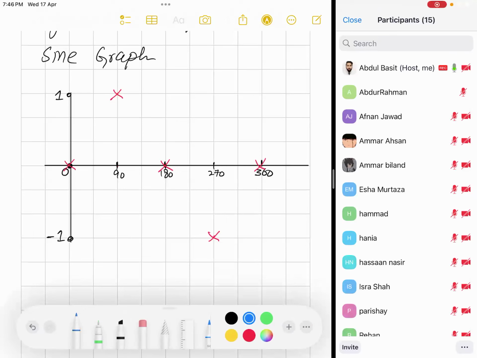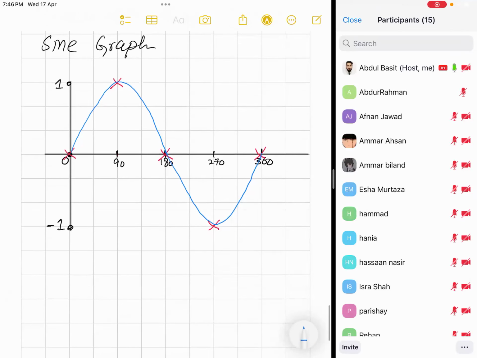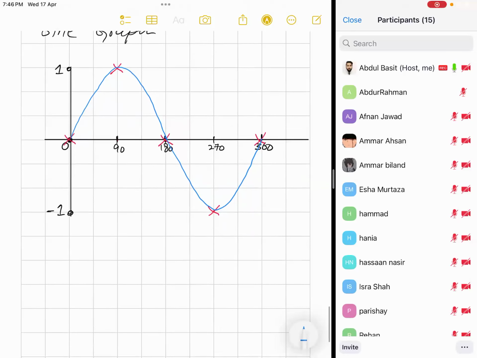So now it's time to join it. Make two U's, like that. Got it, Ahmad? Yes sir. So that is the answer for the sine graph. Understood, everybody? Better practice the sine graph at least 2 times before the exam, okay?